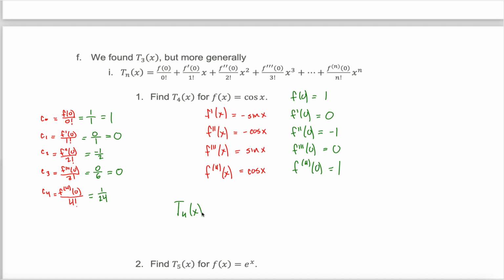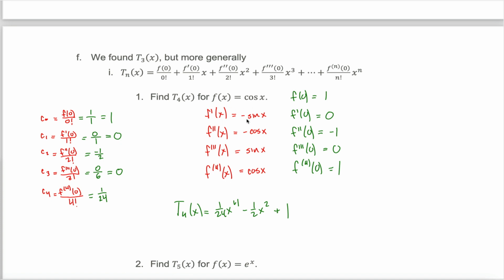T4 of x would be equal to 1/24 x to the fourth power plus 0x to the third power minus 1/2 x to the second power plus 0x to the first power plus 1. It's kind of shocking to me anyways that this graph looks anything like the graph of cosine of x. Because if you're picturing the graph of cosine of x in your head, you're picturing this kind of infinite oscillating wave. But remember, the idea is not for this polynomial to approximate this function everywhere. It's for this polynomial to approximate this function when x equals 0.